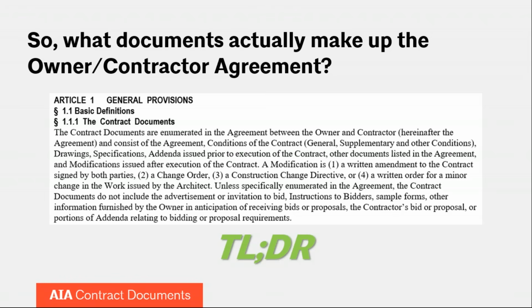Okay, so I'm going to take a moment to talk about what actually makes up the owner-contractor agreement. This is something that's quite often overlooked, but it is not as simple as the A201 plus the A101 equals the owner-contractor agreement. If it were that simple, I wouldn't talk about it for a few minutes, because there's a lot of other documents that go into that owner-contractor agreement. The general conditions is just one piece of that.